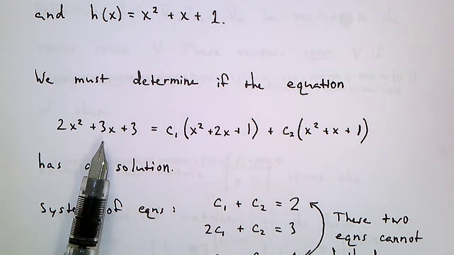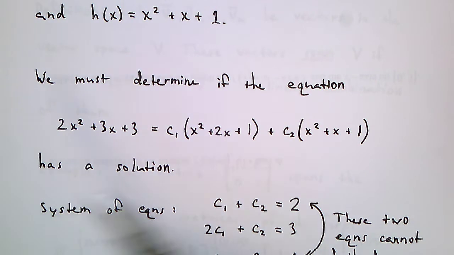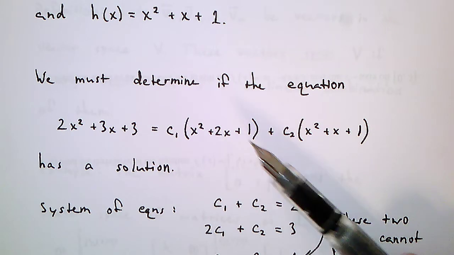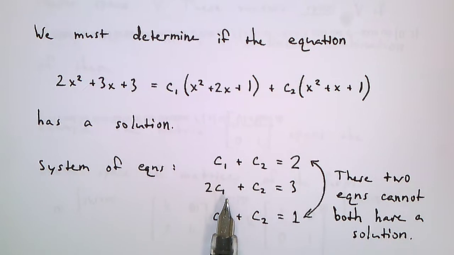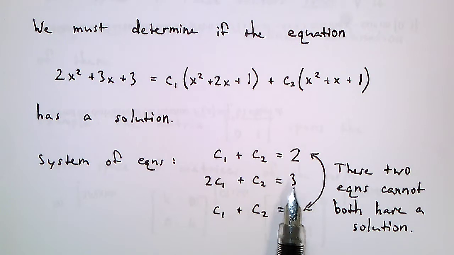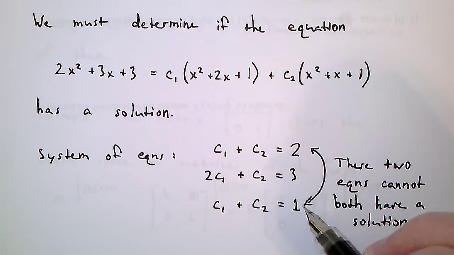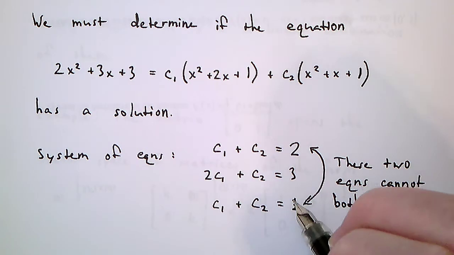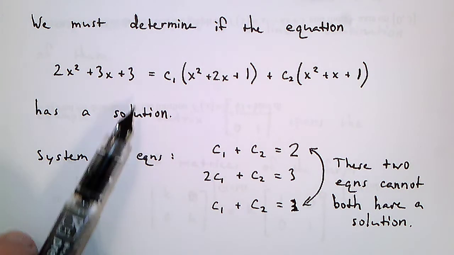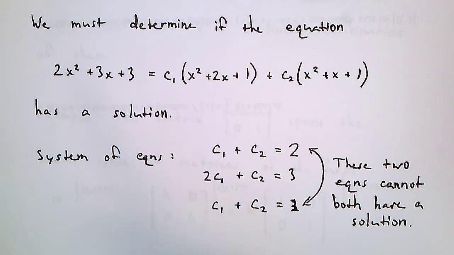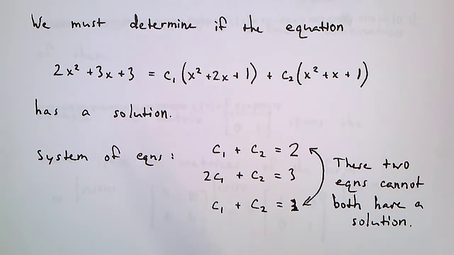And then you would want to look at the linear coefficient, the x to the 1 power. Over here we have a 3x. On the right we'll have c1 times 2x plus c2 times 1x. And that leads to the second equation, 2c1 plus c2 is equal to 3. And then for the third equation, there's a small error here. Go ahead and fix that. Should be a 3. We can read off this equation too. Over here we have a 3 on the left side, and on the right we have c1 times 1 and c2 times 1. So that's where the third equation comes from.